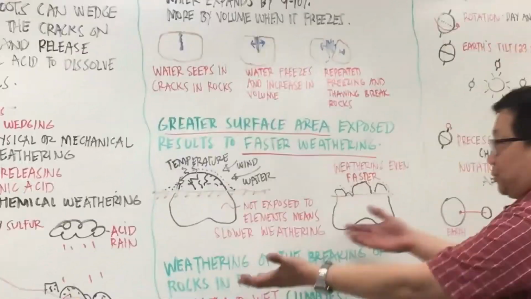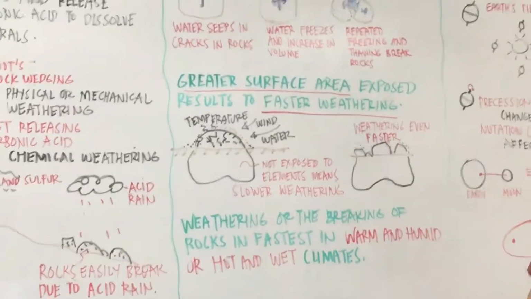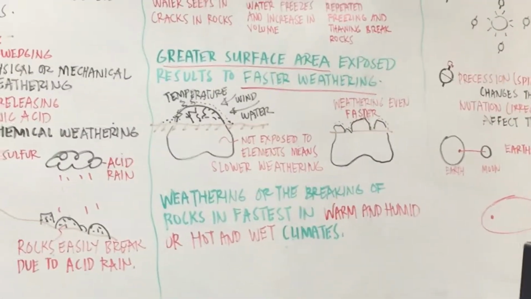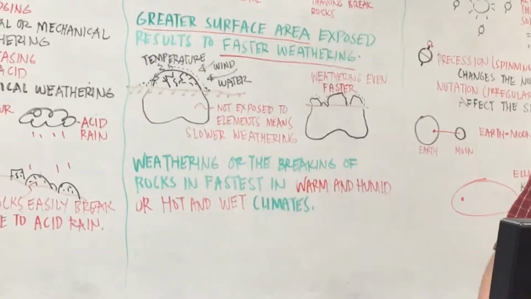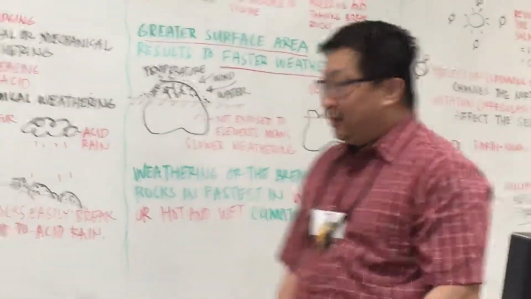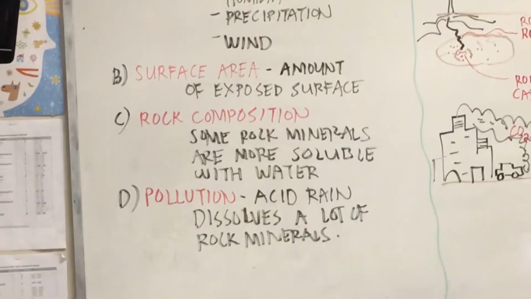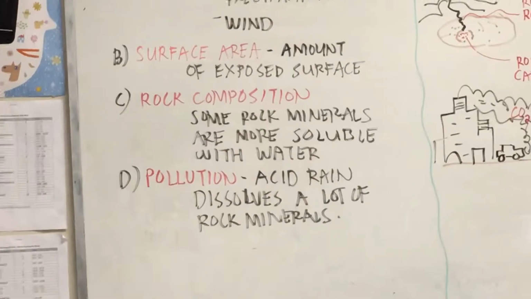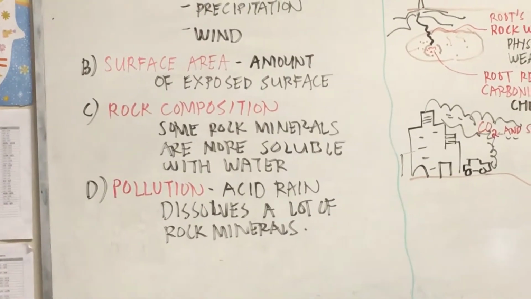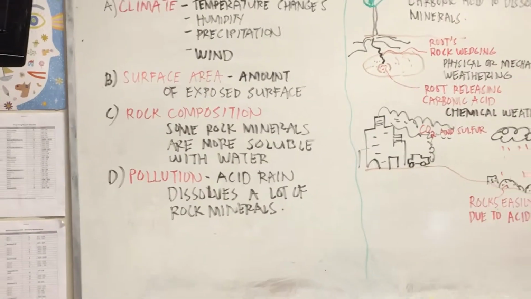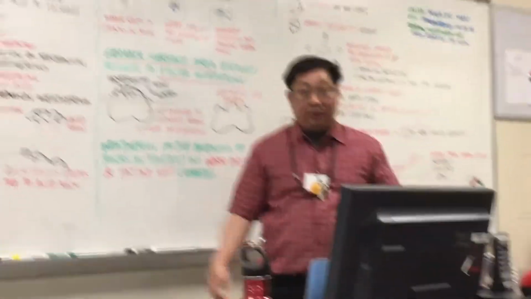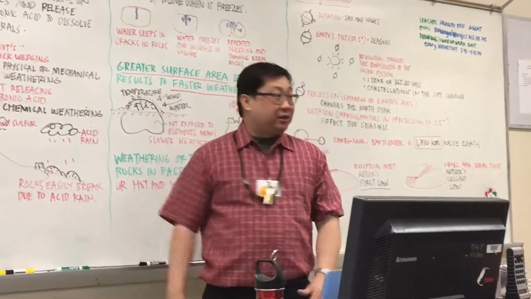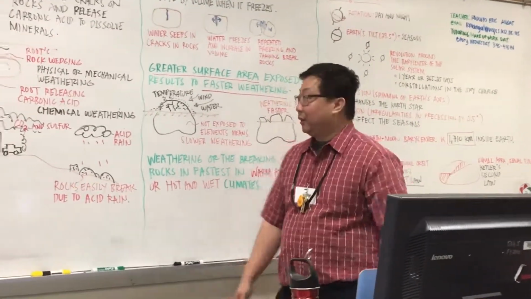Surface area, exposing more, faster weathering. It's also a physical or mechanical weathering because the rock does not change. It just changes in size but not in composition, so it's physical. And then we have pollution, acid rain, because of the smoke that we produce from factories and automobiles. Acid rain not only breaks the rocks into small pieces, it also changes the composition because of the action of the acid. Thus, acid rain is a chemical weathering.